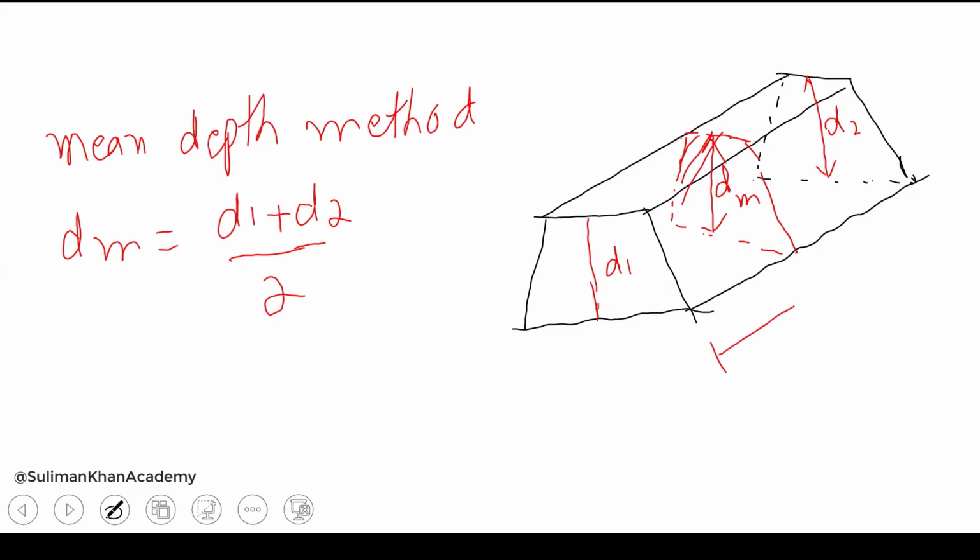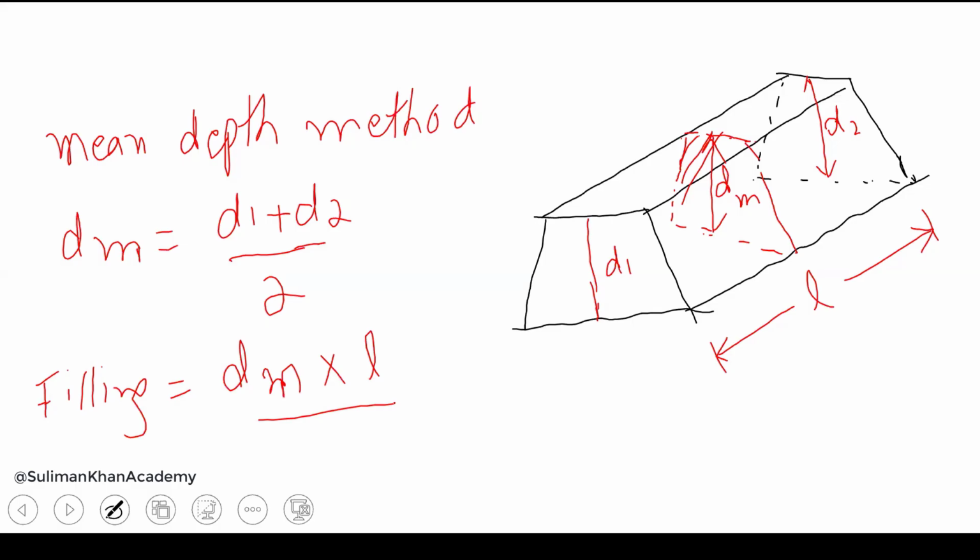Now, let's say the length of the same embankment is L. As you can see, we have the mean depth, and once we have it, we can determine the earthwork for the same embankment. Let's say this is filling again because this is an embankment. The earthwork is the mean depth dm times the length of the embankment, which is straightforward and very simple. So this is the main concept related to the mean depth and mean area methods. Now we will have an example so we can calculate all these things very easily.